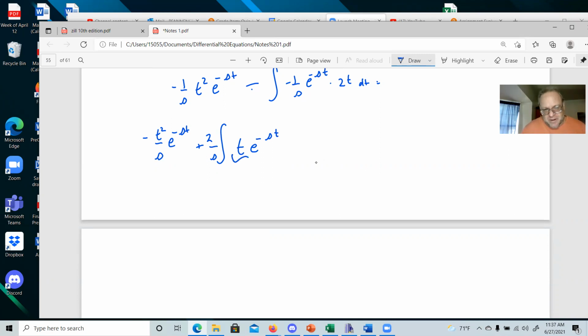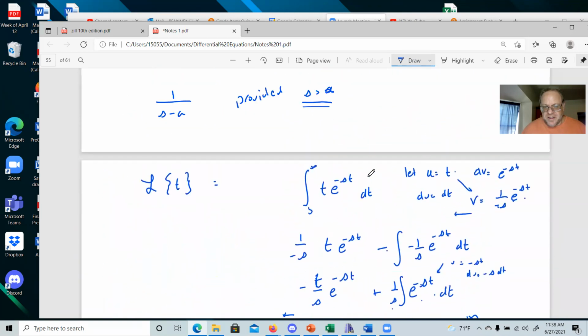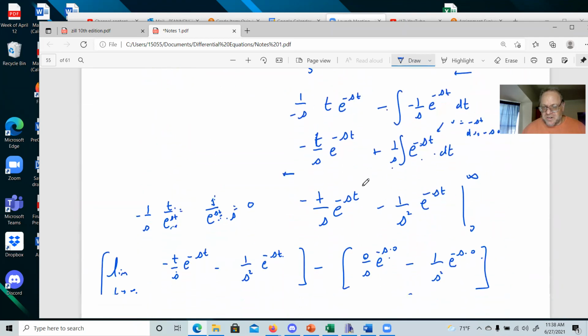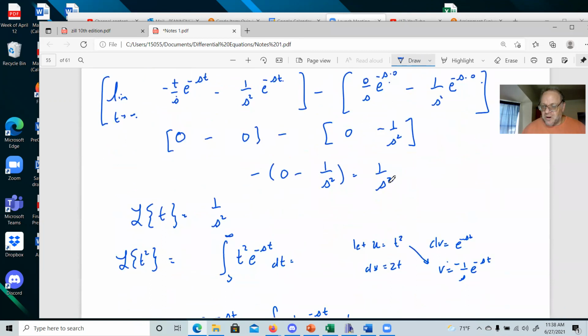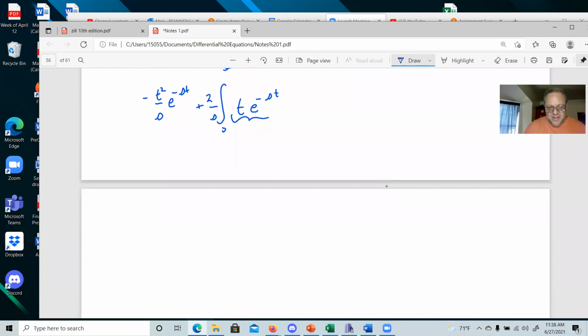You wouldn't happen to remember, from the previous problem, what the integral from 0 to infinity of t e to the negative st was? We could go back up here and take a look at this. Well, this integral was 1 over s squared, wasn't it? So let's just take this out and put it aside and say this is 2 over s times 1 over s squared. That was that whole limit.